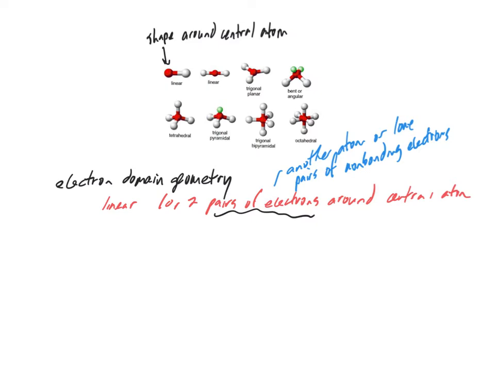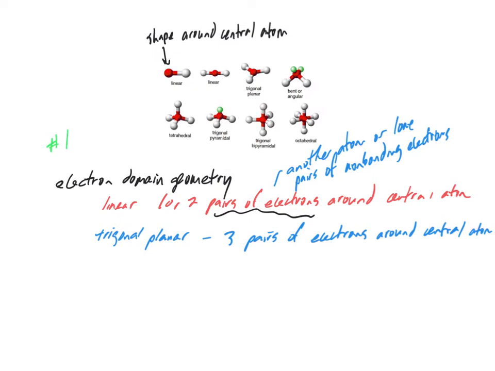The second type of electron domain geometry is trigonal planar. And let's define trigonal planar as 3 pairs of electrons around the central atom. And I'm going to add a big number 1 up here to represent electron domain geometry. To determine the shape of a molecule, like we said, there are 2 parts. One is electron domain geometry, and then from the electron domain geometry, we can determine molecular geometry. So there's 2 pieces of it. Let's just remind ourselves that this is just the first part of figuring out what shape a molecule has.